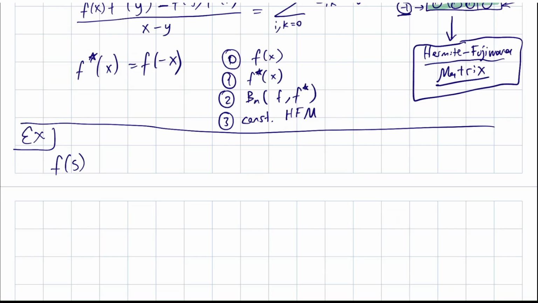And f of s equals a sub 0 plus a sub 1 times s plus a sub 2 times s squared plus a sub 3 times s cubed. This is f of x, I'm sorry, f of s, and these are our coefficients of this polynomial.